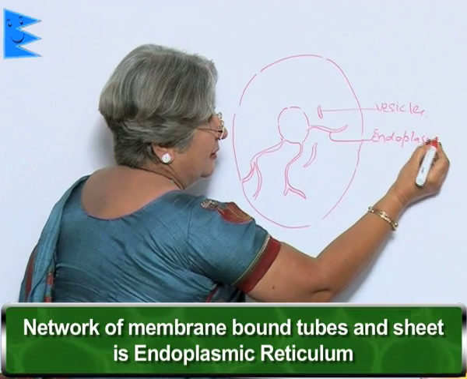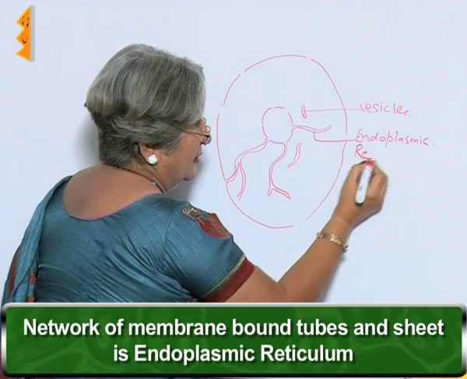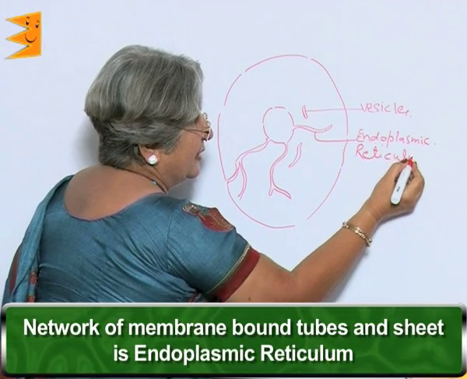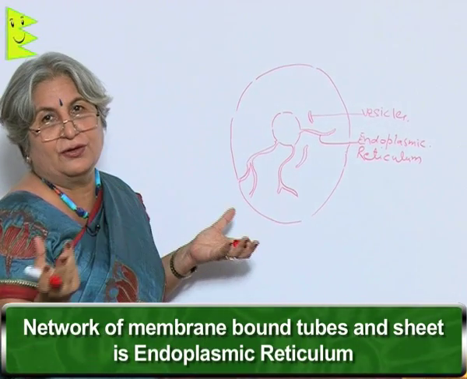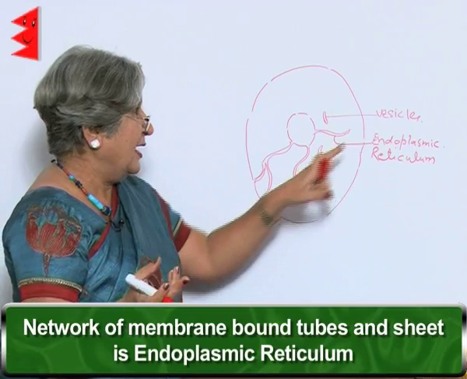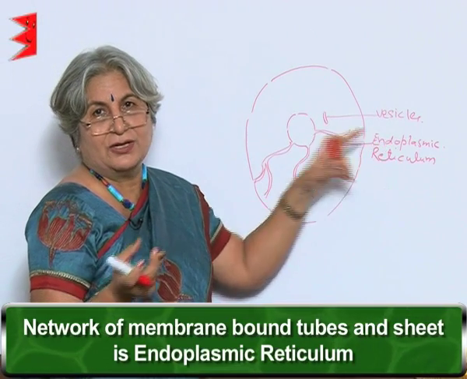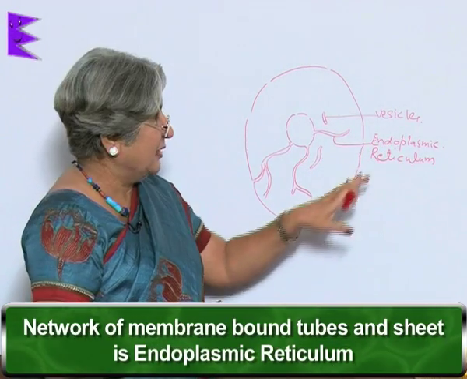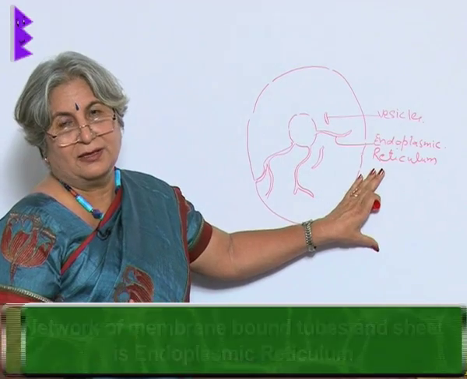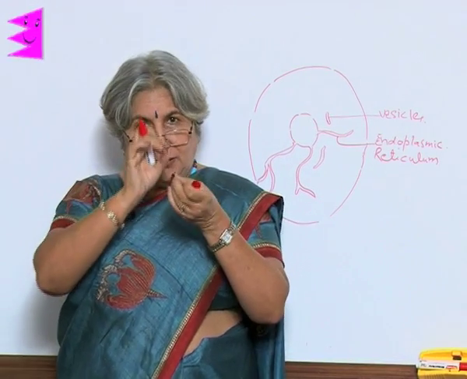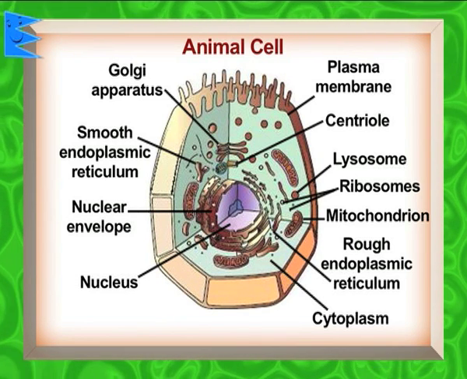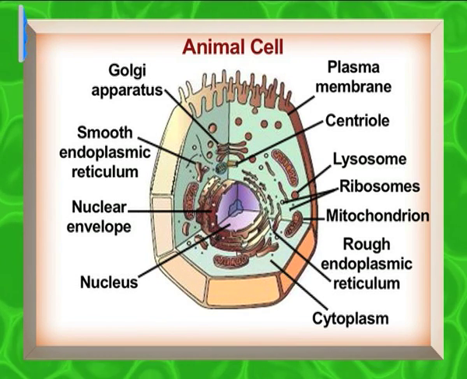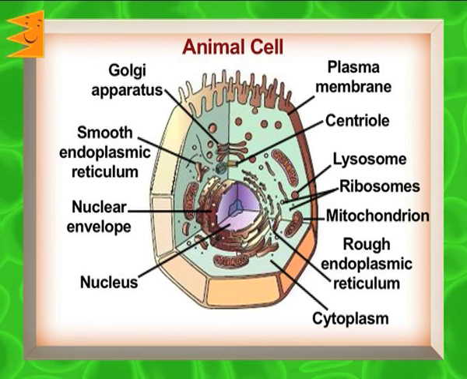Endoplasmic, what does endo mean? You know, in biology, if you try to understand the words and their meanings, you will know the term also. Endo means inside, so it is inside the cytoplasm. Reticulum means network. Now because these endoplasmic reticula are branching and rebranching, they form a network, and this network is spread over the entire cell.